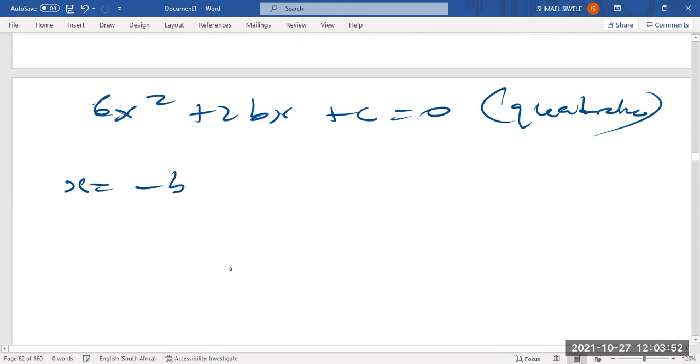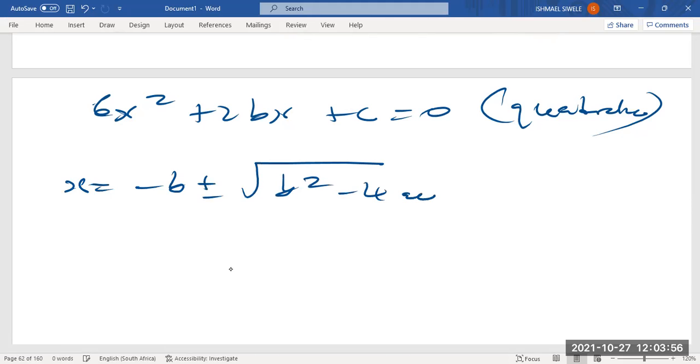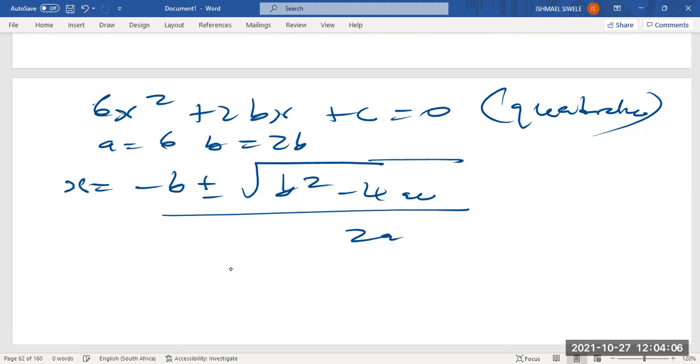x is equal to negative b plus or minus the square root of b squared minus 4ac, all over 2a. We already know what this is. So a here is 6, b here is 2b, and c is just c now. So just know what it looks like.